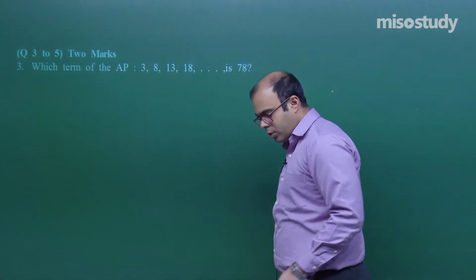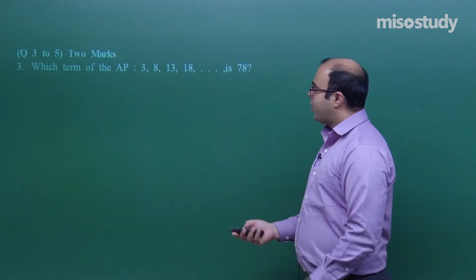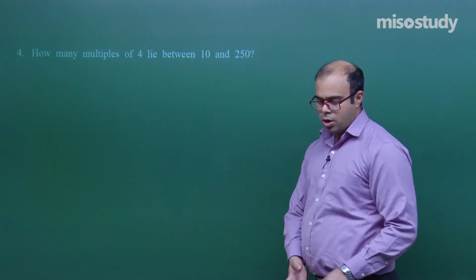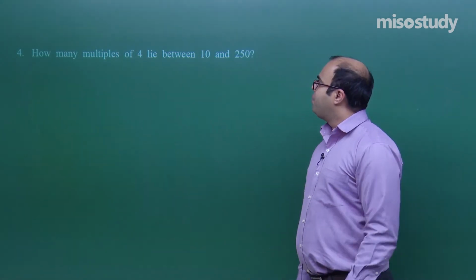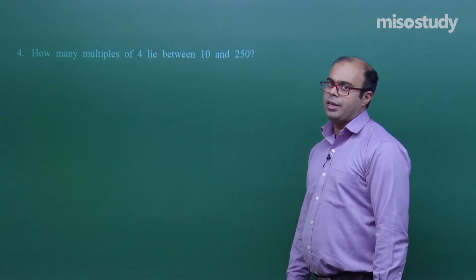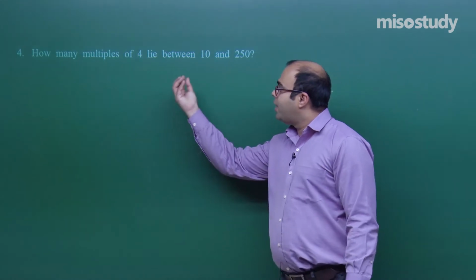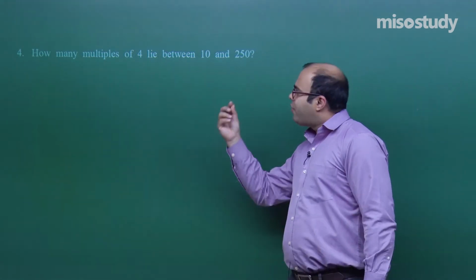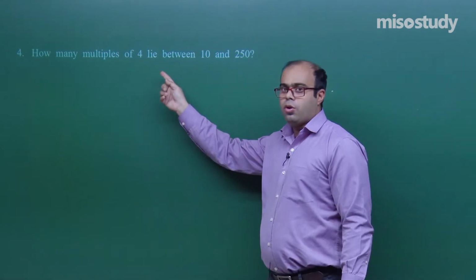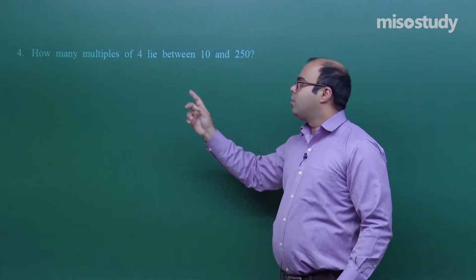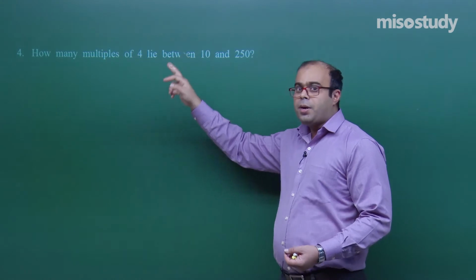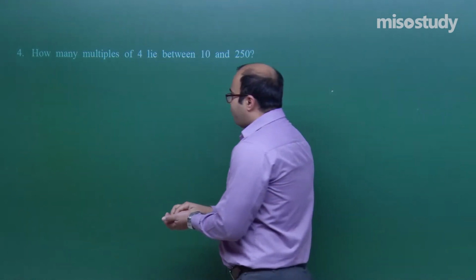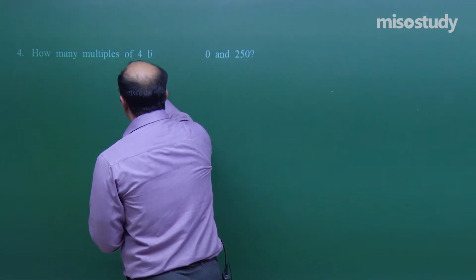Okay. Now let us move on to the next question, which is also of 2 marks. How many multiples of 4 lie between 10 and 250? So we have to find the multiples of 4 which lie between 10 and 250. The first number which is a multiple of 4 after 10: 11 is not a multiple of 4, but 12 is a multiple of 4. So the first term is 12.